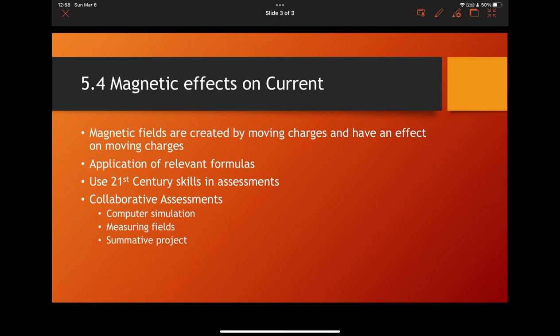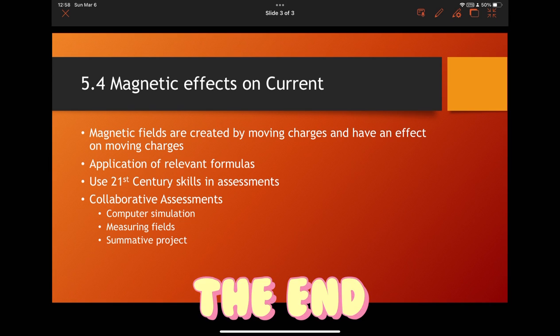In summary, I have unpacked topic 5.4, magnetic effects of current. I'll sum up this topic in as few words as possible. Magnetic fields are created by and have an effect on moving charges. Students should understand this and be able to apply the relevant formulas. I try to invoke 21st century skills in each assessment, which are very often collaborative because I have many students with weak English and they need peer support.